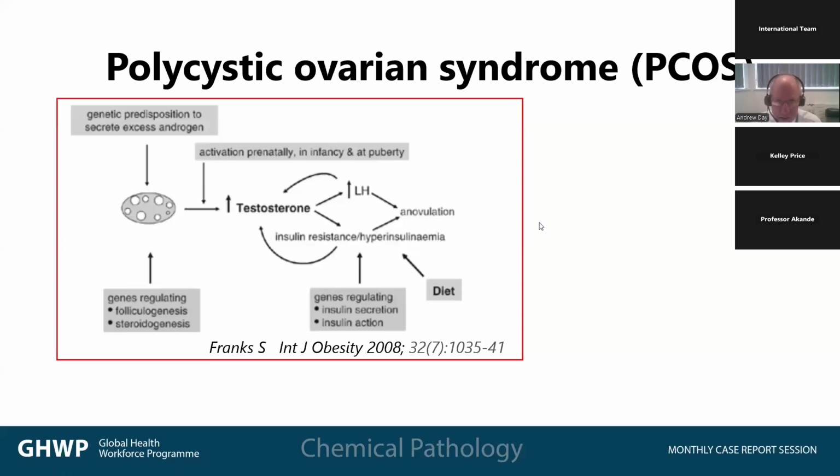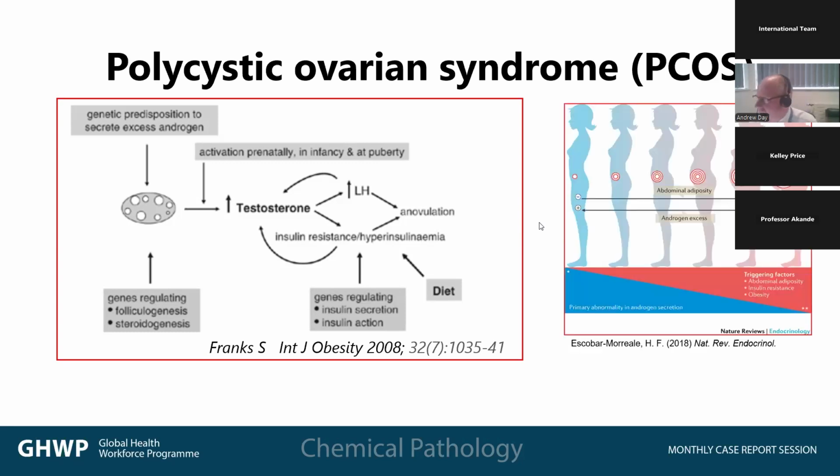It's not a single disease, hence the name syndrome. It's a collection of issues. And I quite like this figure that I found in a Nature review of endocrinology, which points out that there is a continuum. There will be some women who have predominantly a particularly severe abnormality in androgen secretion. And that group of women, even in the absence of any insulin resistance or obesity, may develop PCOS. It's not just obese women who develop PCOS.